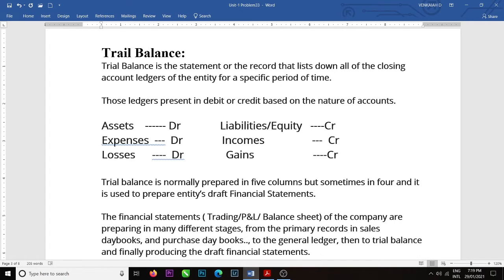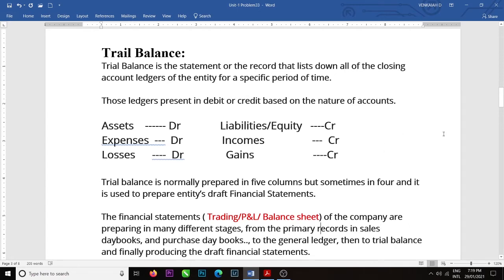The financial statements of the company are prepared in many different stages, from primary records such as the sales day book and purchase day book, to the journal and ledger, then to the trial balance, finally producing the draft financial statements. So from the trial balance, we are able to prepare the financial accounts: the trading profit and loss account and the balance sheet.